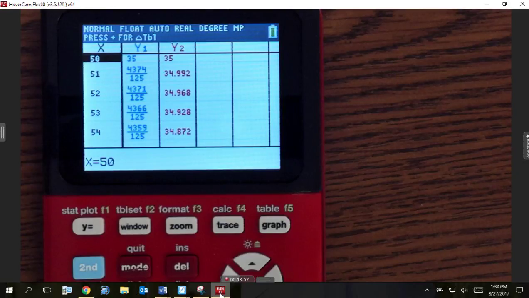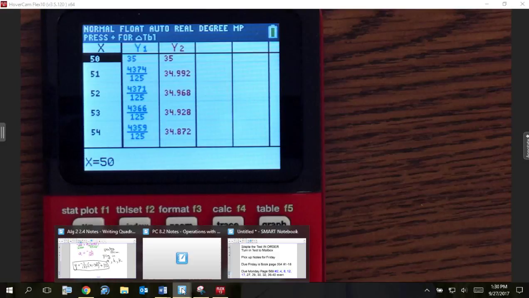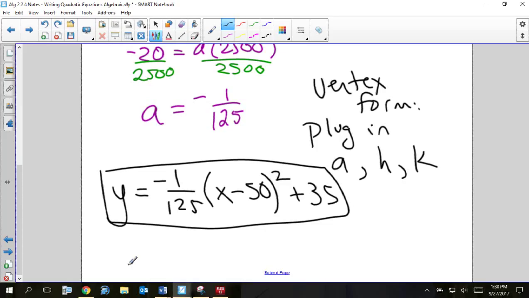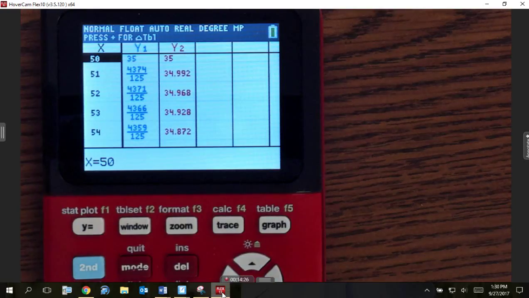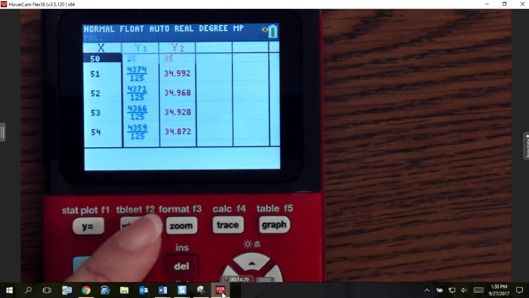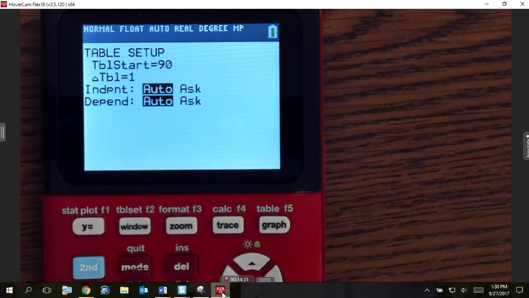Okay. The next part of this question says, go back to it. What is the height of the net? Is the height X or Y? Y. The height is Y, so we need to know when X is 90. How can we find in the table when X is 90? Go to table set, so you can jump to 90. We don't want to arrow down that many times, and just go to 90.